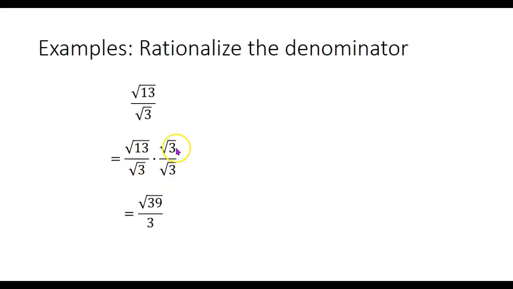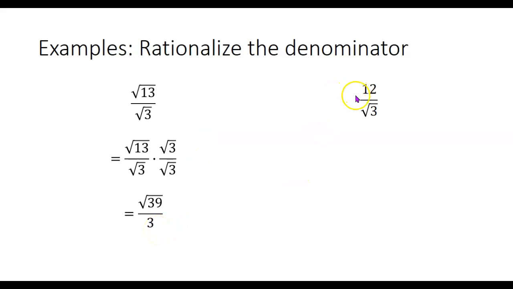Then on top, we get the square root of 13 times 3, that's the square root of 39. And on the bottom, the square root of 3 squared is just 3. Or you can think it's the square root of 3 times 3, it's the square root of 9, but that is 3. So that's the end. We have accomplished our mission of rationalizing the denominator.